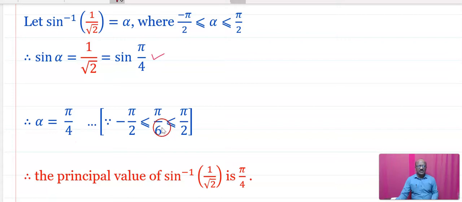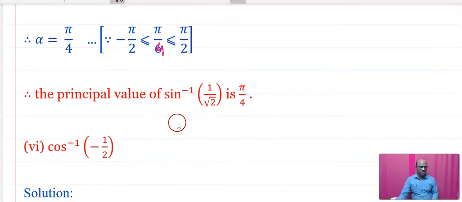And this is the pi by 4. This pi by 4 lies between minus pi by 2 to plus pi by 2, and hence the principal value of sine inverse of 1 upon root 2 is pi by 4.